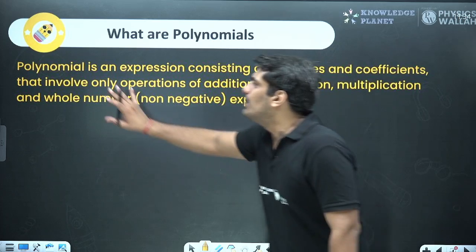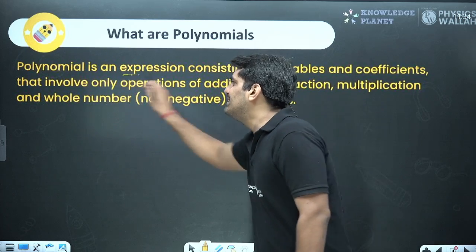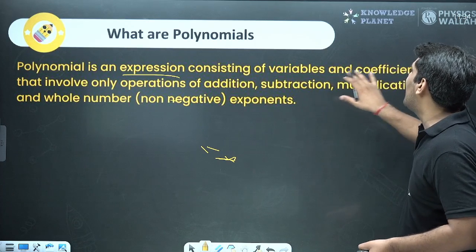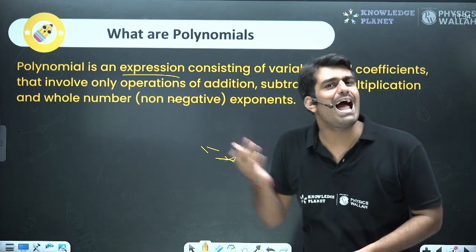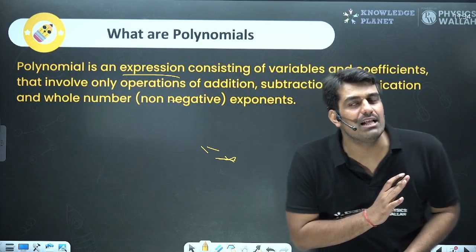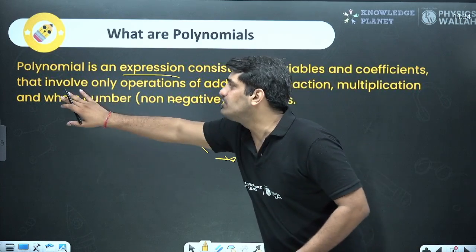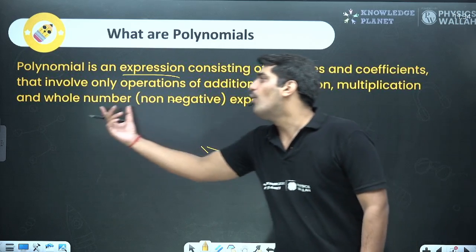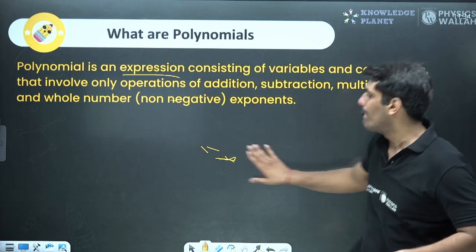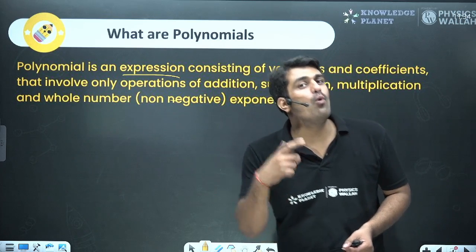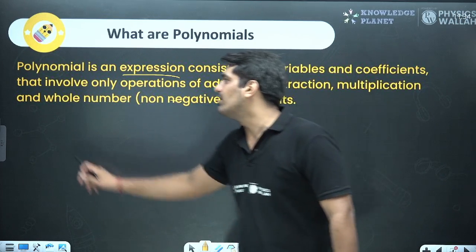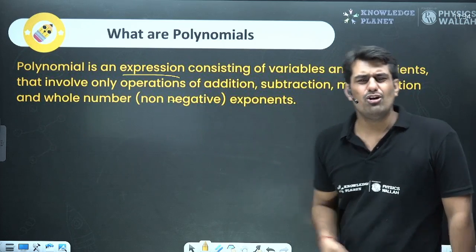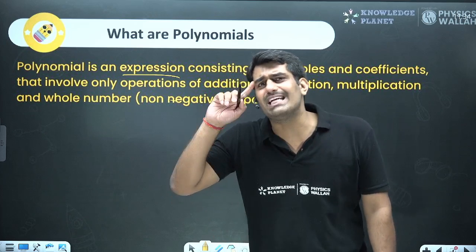It's written over here: polynomial is an expression. Now, expression relates to the algebraic part. Expression consisting of variables and coefficients. This is exactly what we learned in algebraic expression, that involves only operations of addition, subtraction, multiplication, and a whole number exponent. Over here, the only difference is the additional line and a whole number in brackets, non-negative exponent. First of all, what is exponent over here?